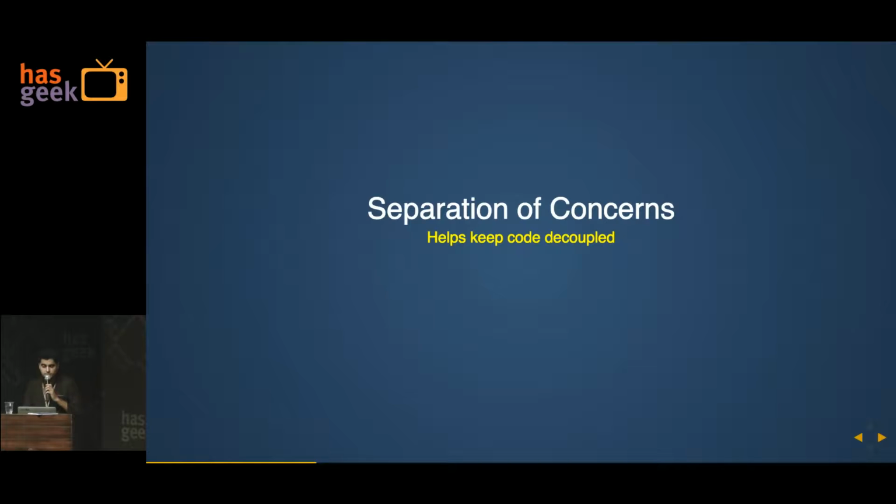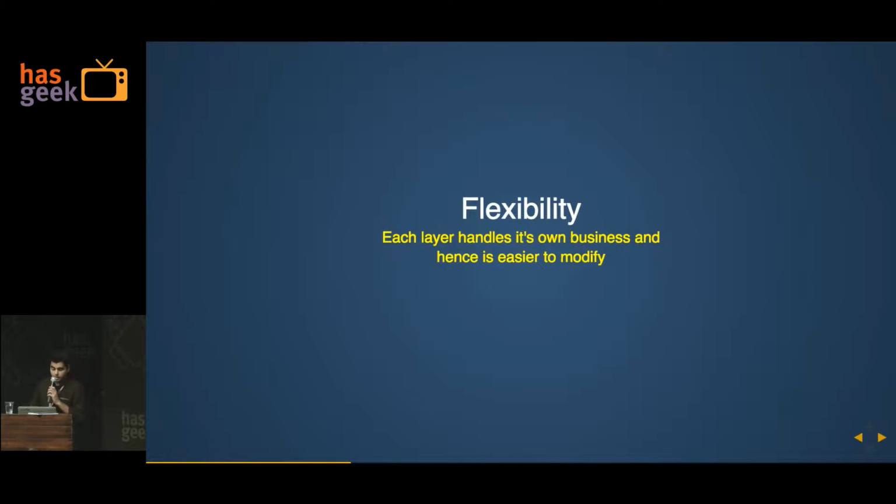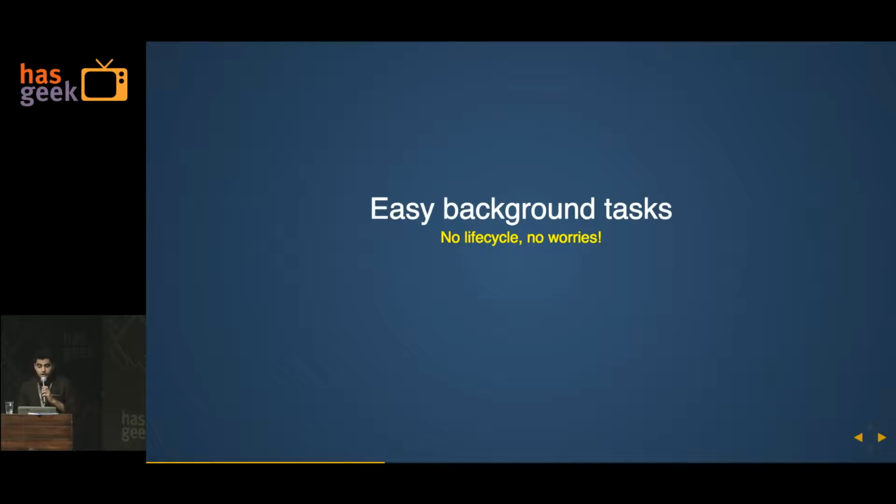The second thing is separation of concerns. It helps your code be decoupled, and decoupled code is better code because it is easier to modify. It's flexible. Each layer will do its own stuff, and if you want to change any layer at any point of time, you can do so without affecting the other parts of your app. Oh yeah, and this is not really directly related to MVP, but if you combine it with RxJava and a bunch of stuff, you can do this.